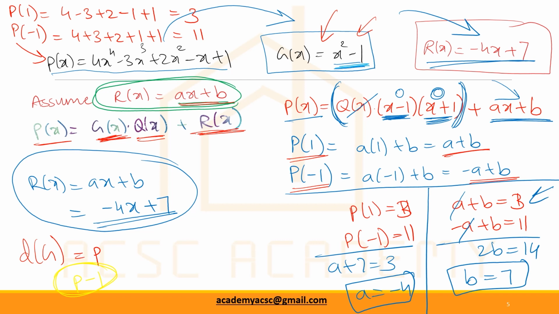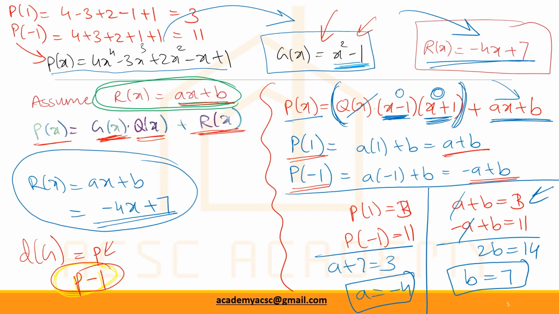So what you will be doing is, if your g has a degree of p, then you will assume r to be a general polynomial of degree p minus 1, and then you will be writing it in this particular way, as a result of which you will get simultaneous equations. Here we got two equations in two variables.